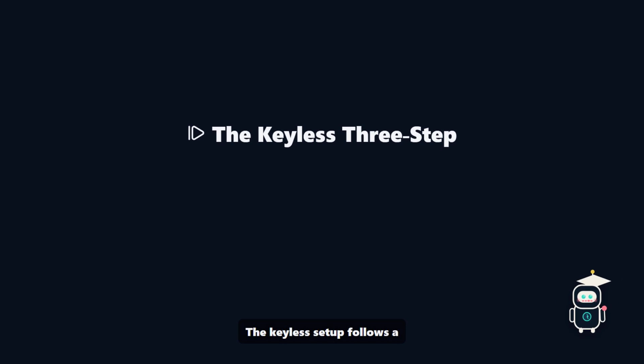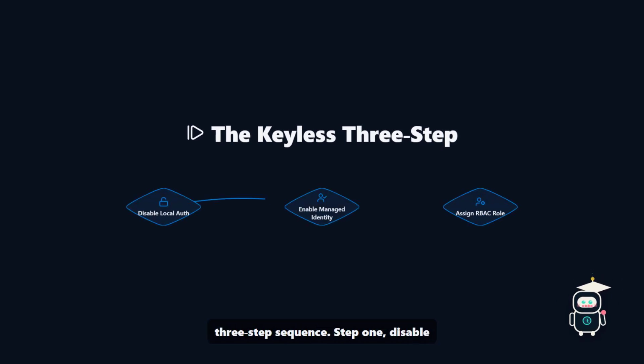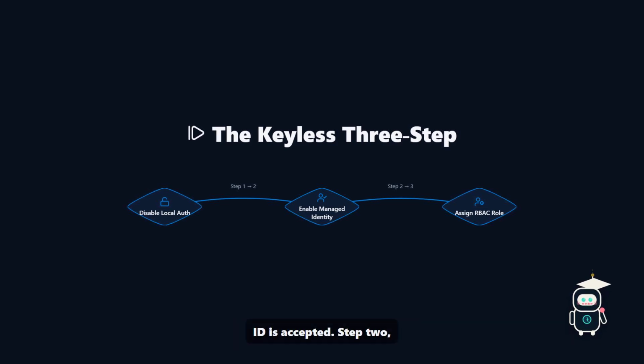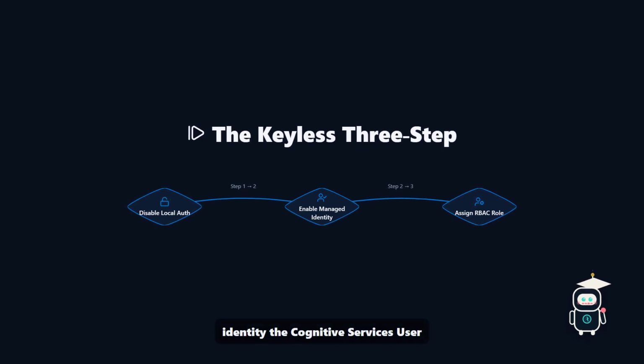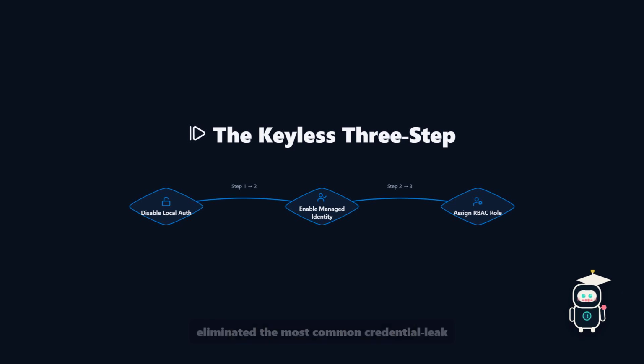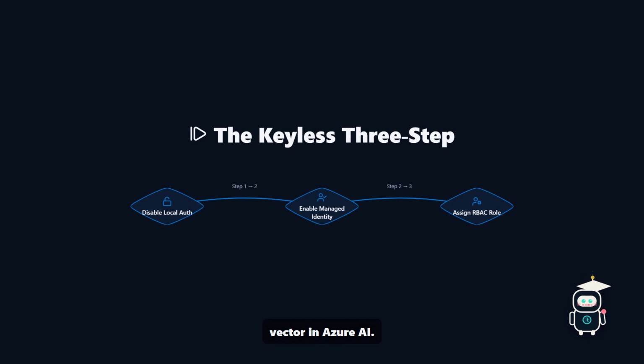The keyless setup follows a 3-step sequence. Step 1. Disable local authentication so only Entra ID is accepted. Step 2. Enable a system or user-assigned managed identity on your compute resource. Step 3. Assign that identity the Cognitive Services User role on your AI Services account. No API key in sight. Follow these, and you've eliminated the most common credential leak vector in Azure AI.